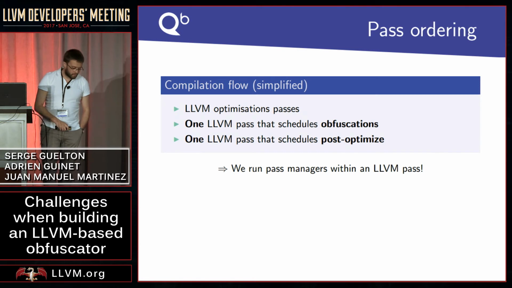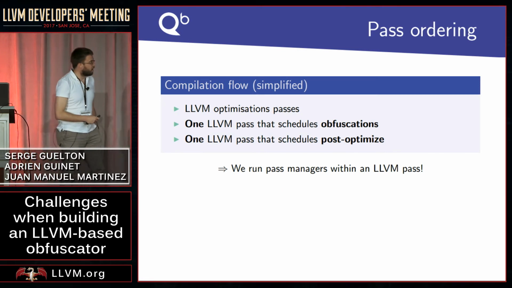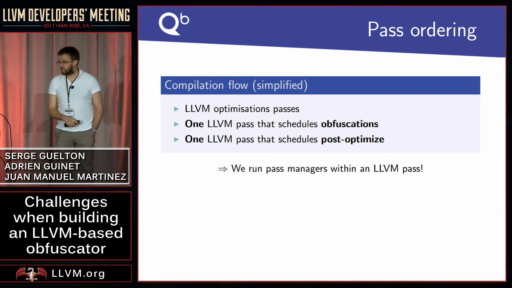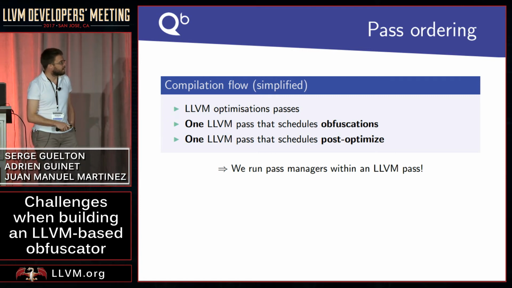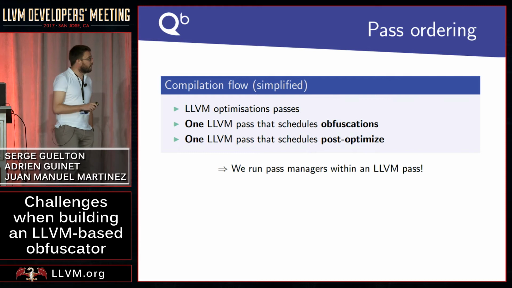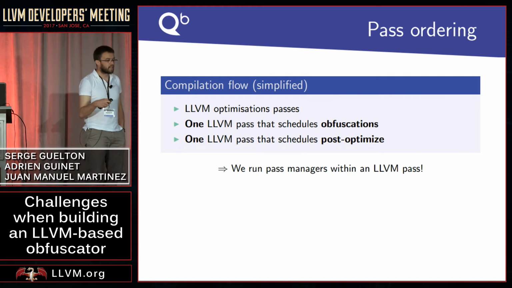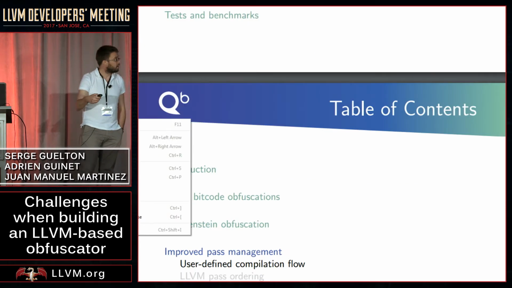So one thing we still need to figure out is how do we schedule everything. As Serge said at the beginning, the first thing we do is that we apply a set of optimization passes. Then we add one LLVM pass that schedules all the obfuscations that are declared through the pragma.